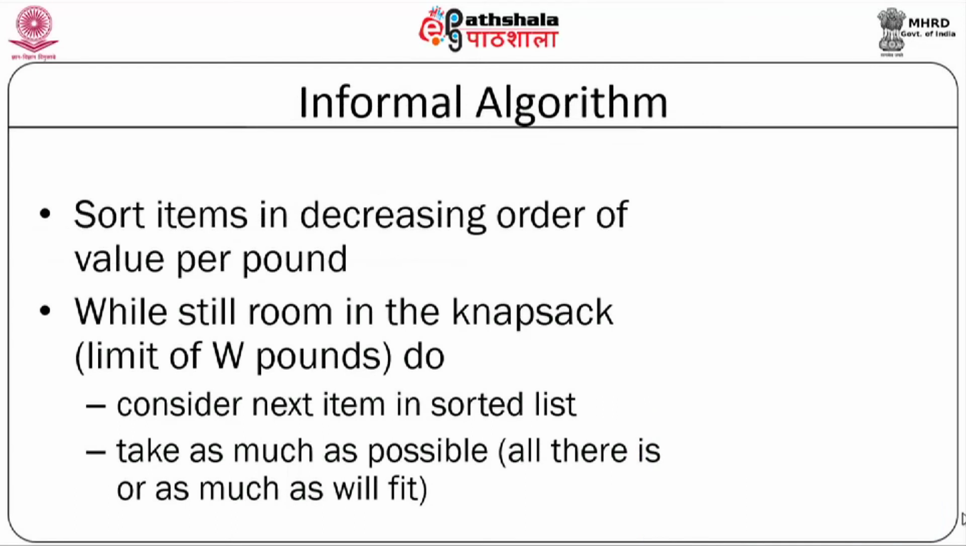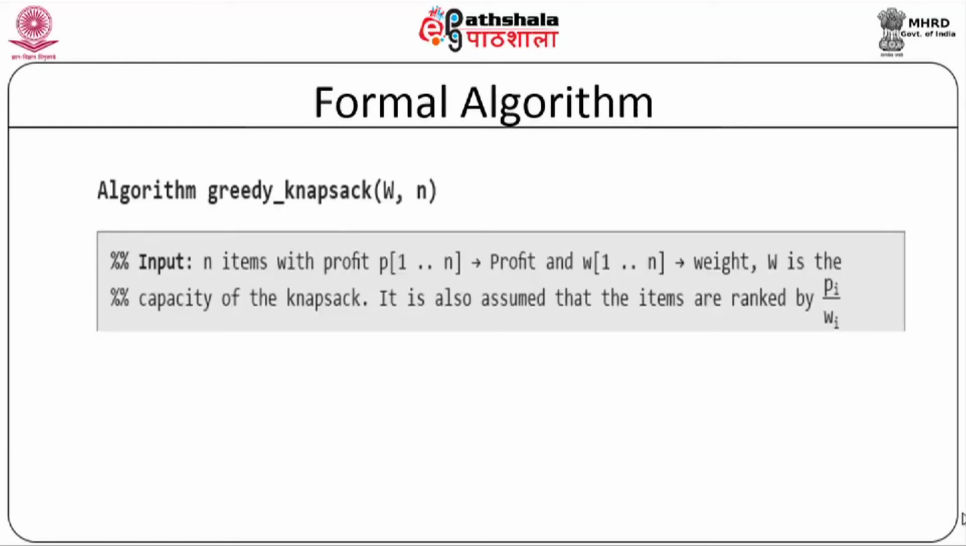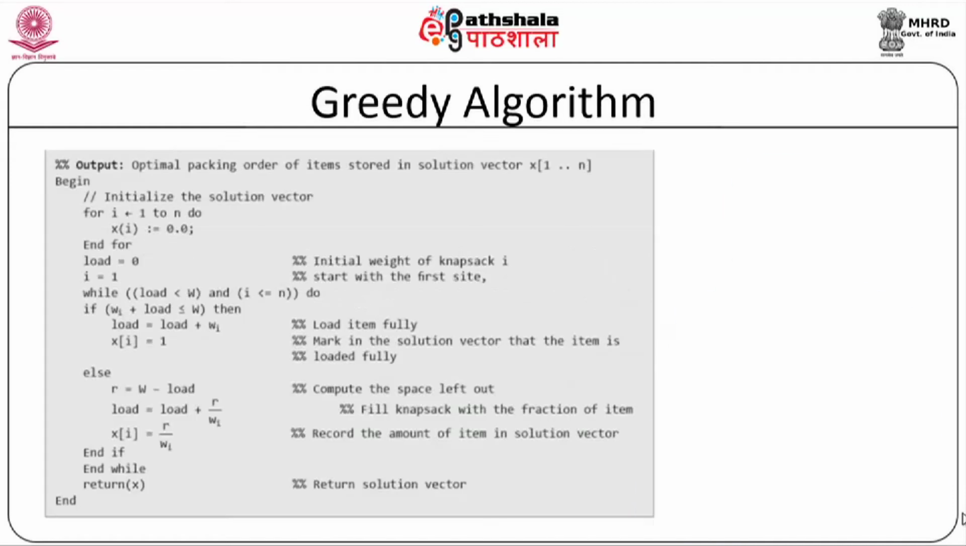So, the informal algorithm is going to be like this. I am going to sort the items in the decreasing order of profit to weight ratio. While there is still room in the knapsack, I am going to consider the next item and take as much as possible. The formal algorithm is going to be like this. You have algorithm greedy knapsack, with W, then n items with the profit given in the array P, the weight given in the array W, and the ratio is Pi by Wi.